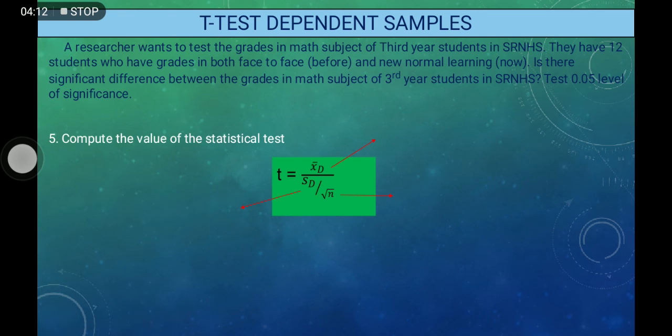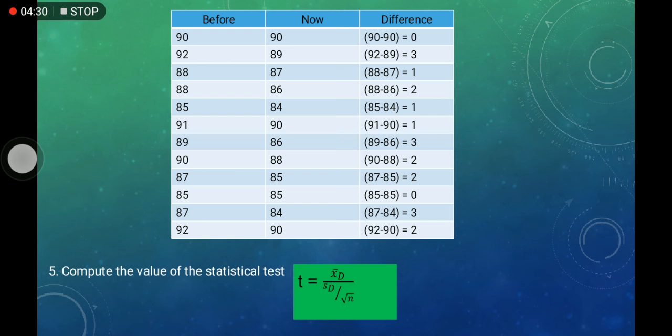Step 5, compute the value of the statistical test. Meron tayong formula na T or TCOM equals mean difference over standard deviation of difference divide square root of sample size. So, yung table natin kanina na may grades ng 12 students, hanapin natin yung difference ng bawat isa. Paano hanapin yung difference ng bawat isa? Ipag-minus natin, subtract natin yung grades nila before and yung grades nila ngayong online class.